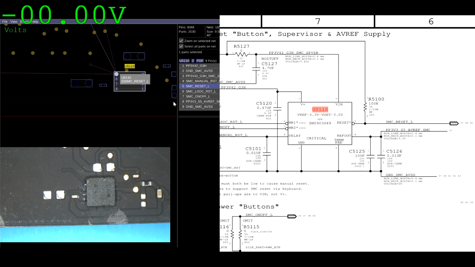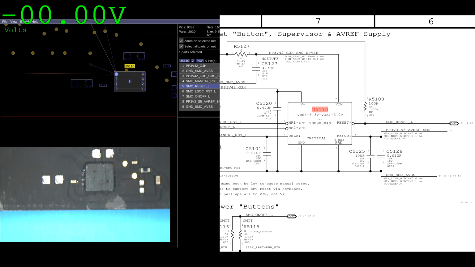SMC reset is 1.39 volts. Now we've got to figure out if the SMC reset is low because the SMC is shorting the signal to ground, which is a possibility, or because the chip itself is bad. And I'll let you leave your bets on that. But I'm going to take off the SMC just to check. I mean, the SMC reset I see, not the SMC. Because taking off the SMC would make me sad.